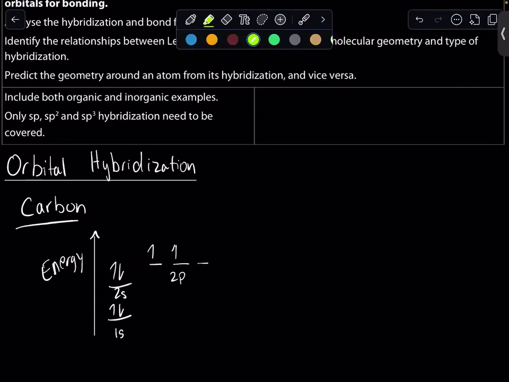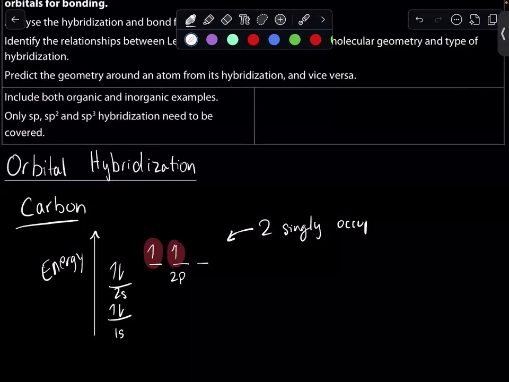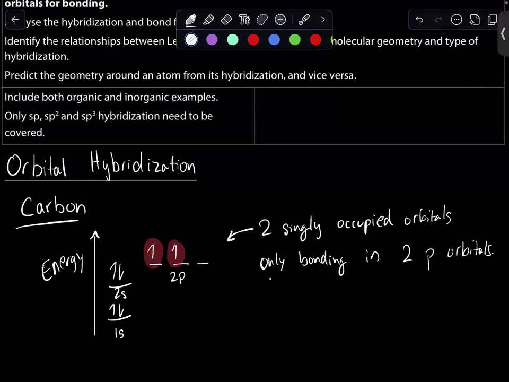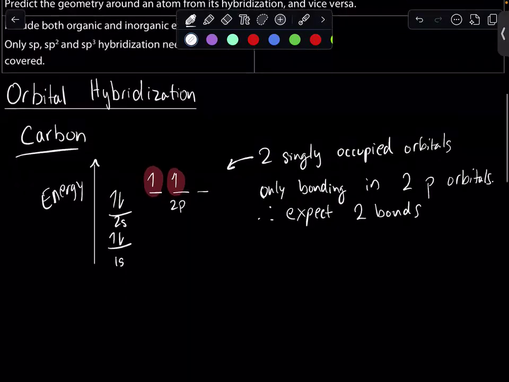You'll notice that within carbon, we only have two singly occupied orbitals. Now, these have importance because these are where bonding occurs. So from looking at the energy levels of carbon, we would pretty much assume that there's only bonding in 2p orbitals. Therefore, we expect two bonds. But that's the thing. We know carbon makes four.